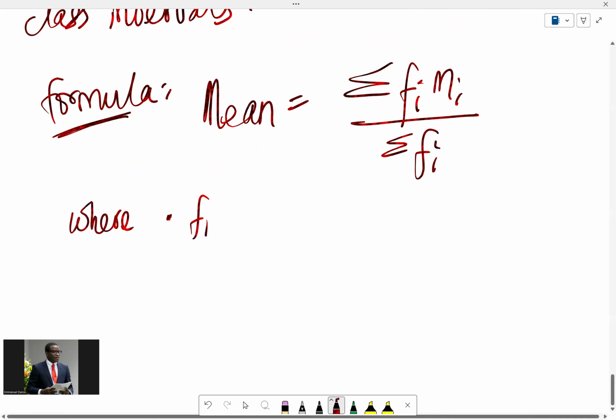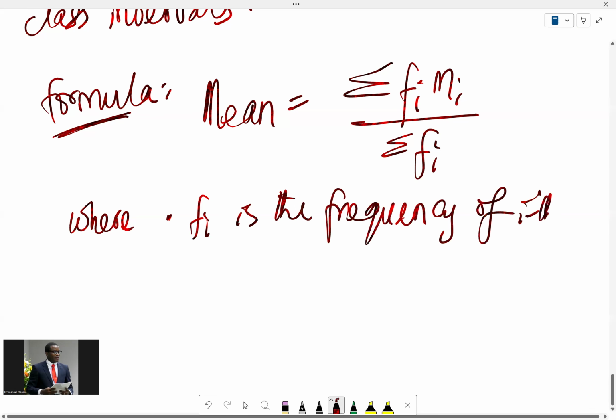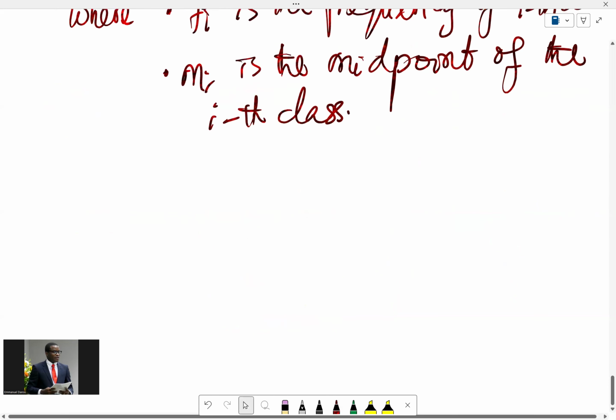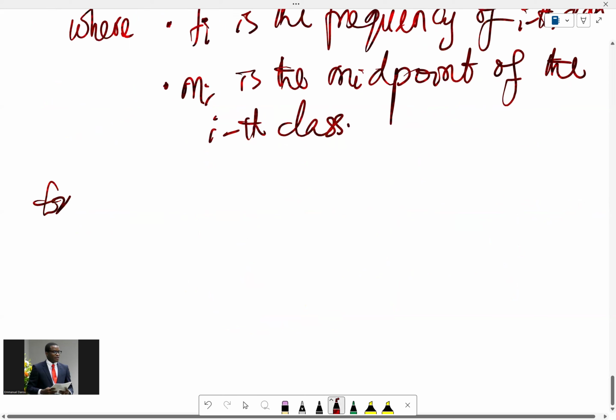So Fi is the frequency of the ith class. That means if you have the first class, which is from 0 to 9, and you have 10 people in that category or 10 things in that category, the frequency will be 10. Okay. Then you have Mi. Mi is actually the midpoint of the ith class. Okay, let's take an example so this can be well taken care of.